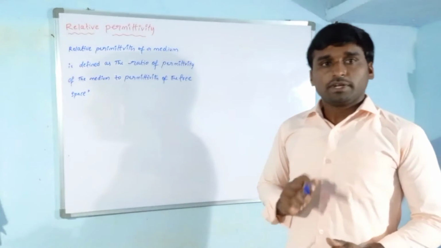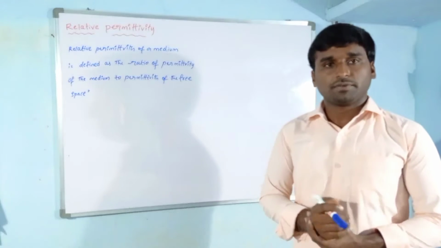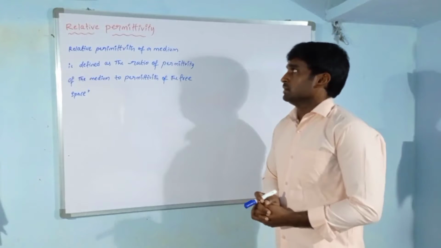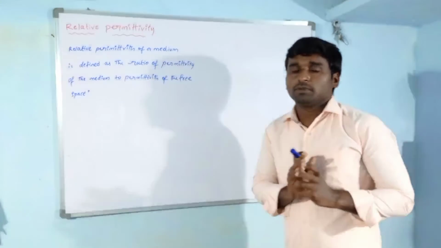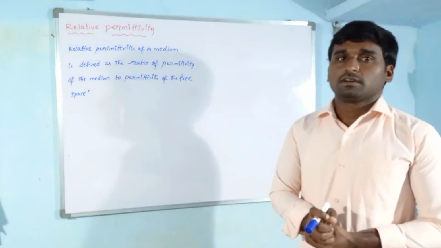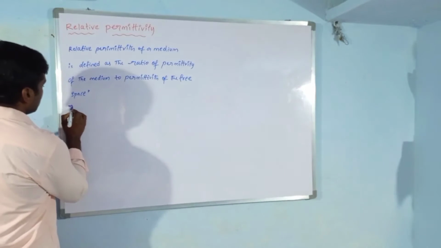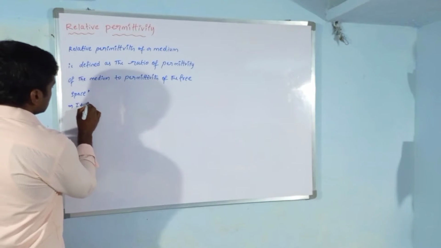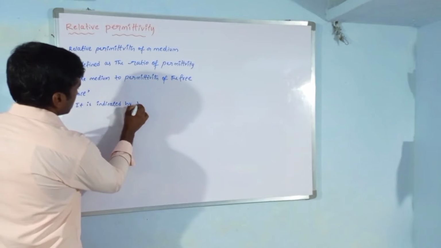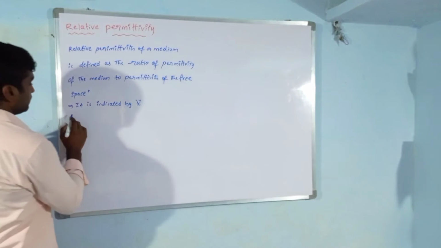Relative permittivity of the medium is the ratio of the permittivity of the medium to the permittivity of free space. That is called relative permittivity. Permittivity of the medium always decreases the force acting between the two charges. This relative permittivity is indicated by the letter K. Now let us see the derivation of the relative permittivity.